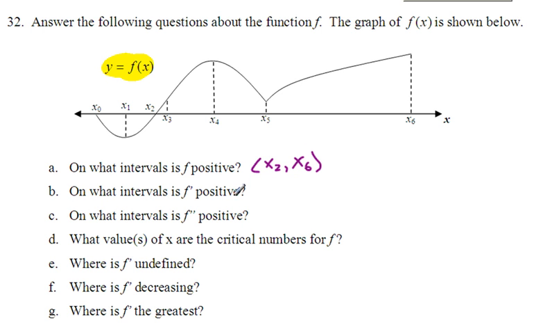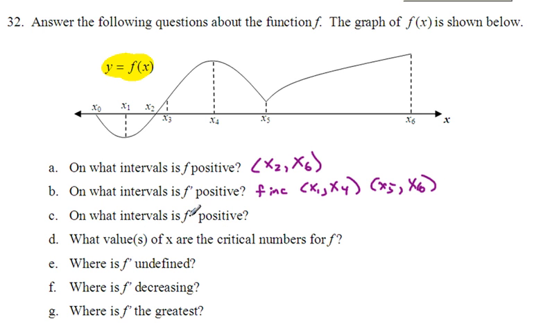The next question asks, when is f prime positive? Well, f prime is positive when f is increasing. And so we can see from x0 to x1 we're decreasing, but from x1 all the way to x4 we are increasing. So from x1 to x4. And then we decrease to x5, but then we're increasing again all the way from x5 to x6.